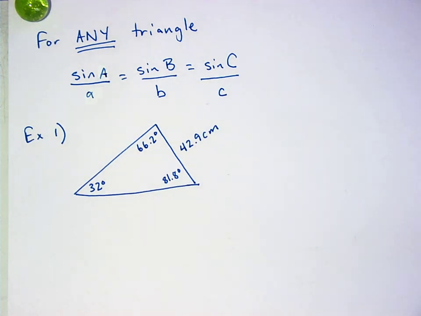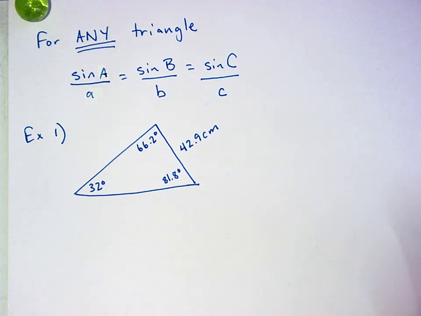Okay, now does everybody understand why we can't use SOHCAHTOA right now? Because there's not a right triangle. What else can you only use with right triangles? The Pythagorean theorem. So we can't use the Pythagorean theorem on this guy either. But we can do law of sines.